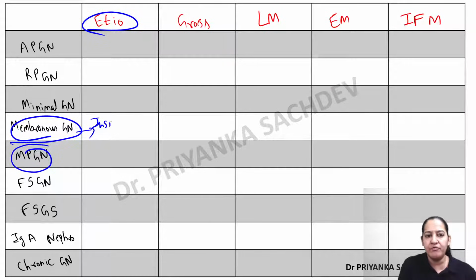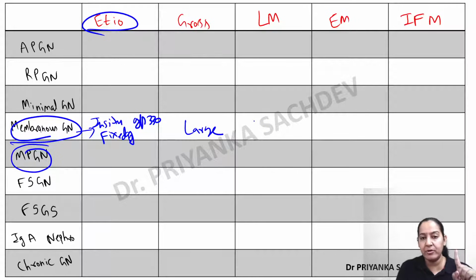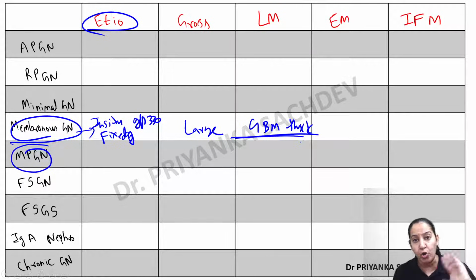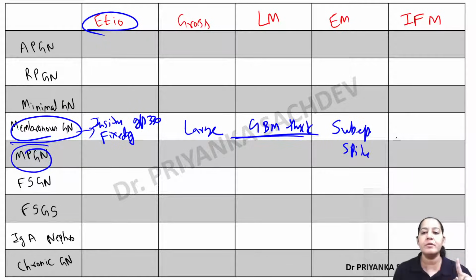It is in situ formation of antigen-antibody complexes against a fixed antigen. The fixed antigen is GP330, a protein present on the podocyte. Grossly, the kidney is large, nothing important, right? Light microscopy, only one finding: glomerular basement membrane got thickened. The only one finding. Thickening of the basement membrane, it looked so thickened that it looks duplicated. Yes, Sachin, absolutely right. On electron microscopy, the deposits are subepithelial, but the shape is spike. On immunofluorescence, the composition is IgG plus C3, like others.